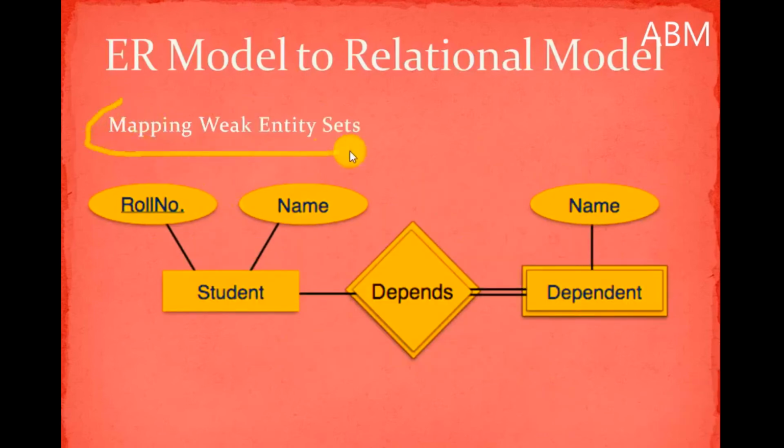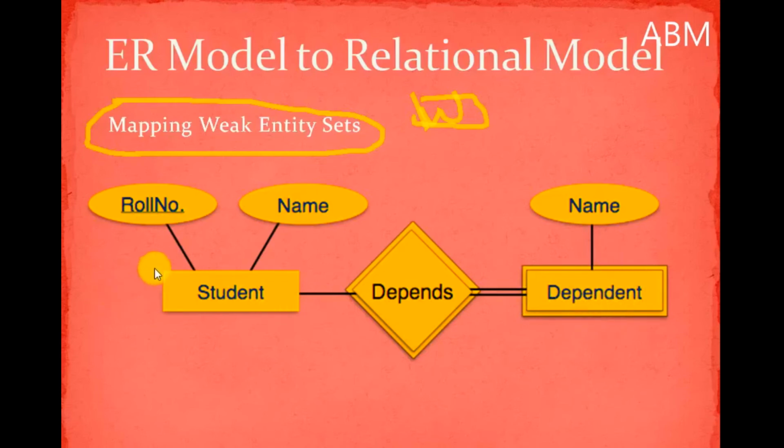Here you can see that the weak entity set is discussed. A weak entity is an entity which doesn't have any primary key whose tuples may be identified uniquely. Here we assume that the dependent entity is weak. It doesn't have any key attribute to determine its attributes.